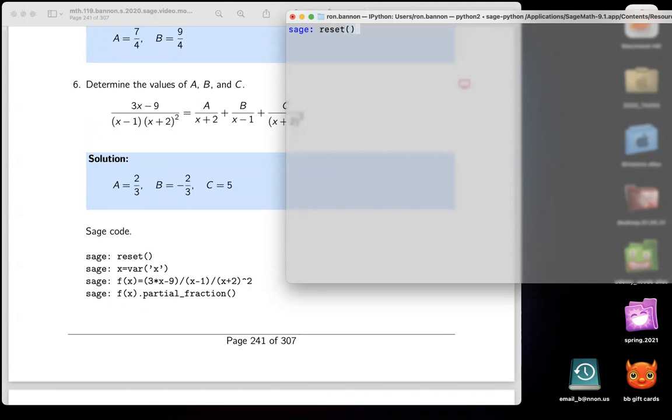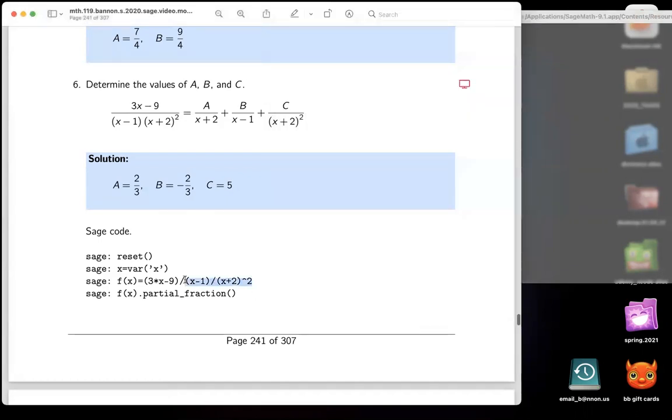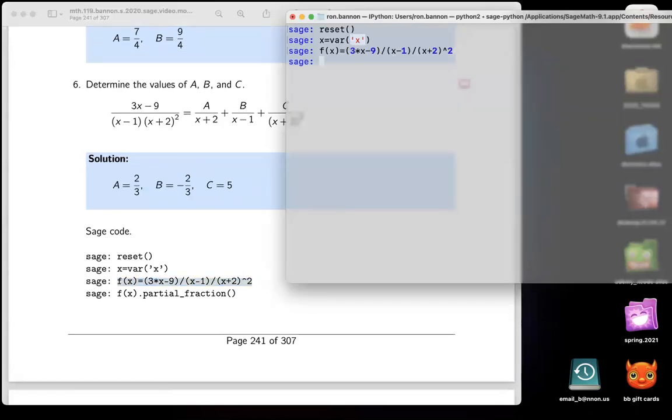So reset, I'm doing the code from my notes. X is a variable. Then f of x, I'm a little tired, so just copy paste. It says f of x is a rational function, where the top is 3x minus 9, and it's being divided by x minus 1, and it's being divided by x plus 2 squared.